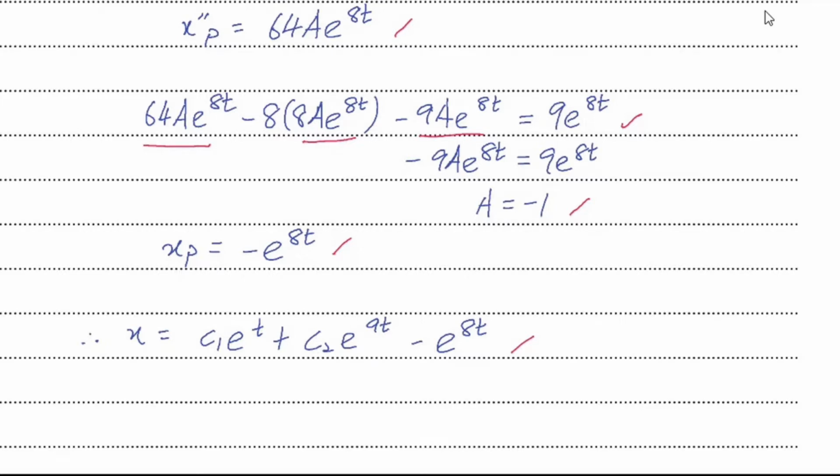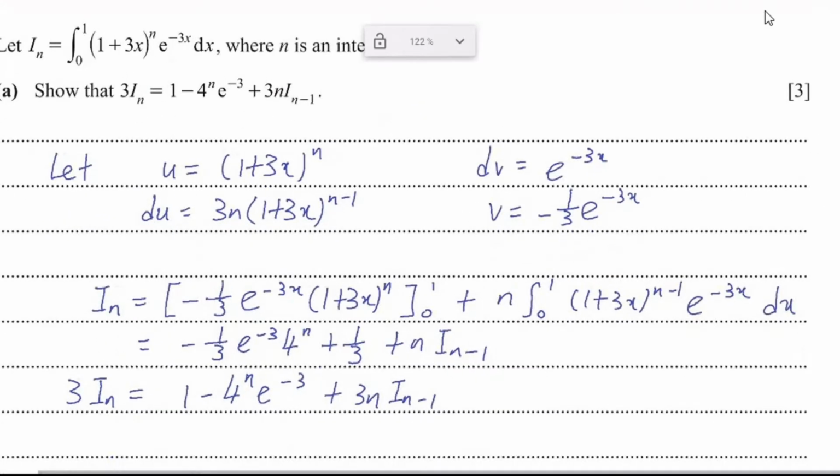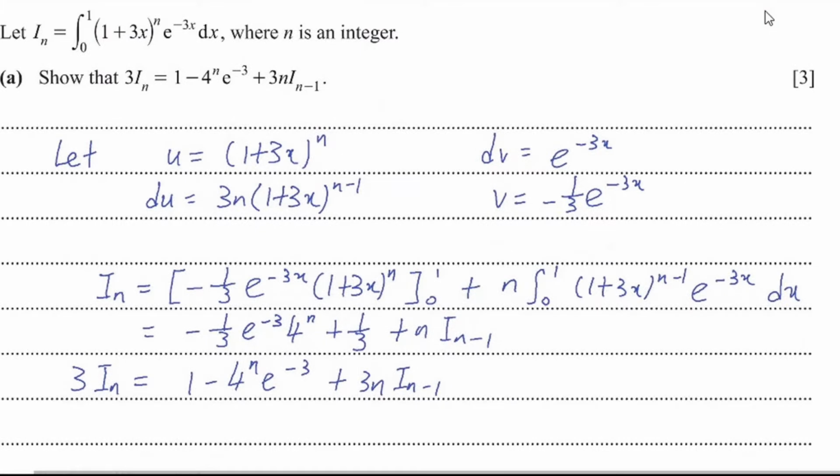Okay, in the second question, this is about the reduction formula. This is to integrate 1 plus 3x power n with e power negative 3x, where n is an integer. So first we need to show that I_n is equal to this expression here.